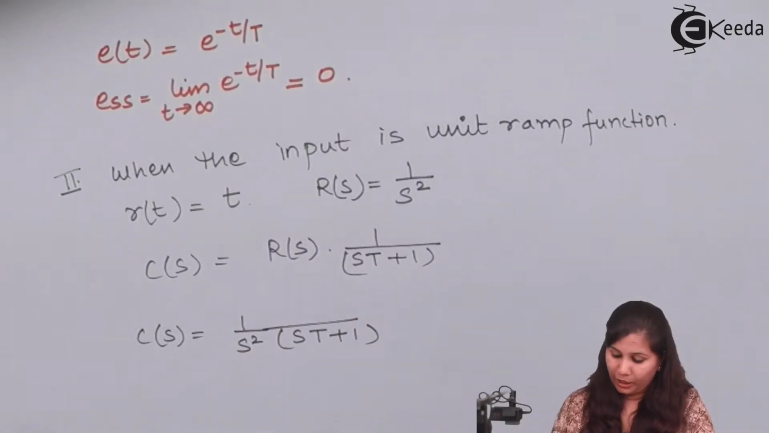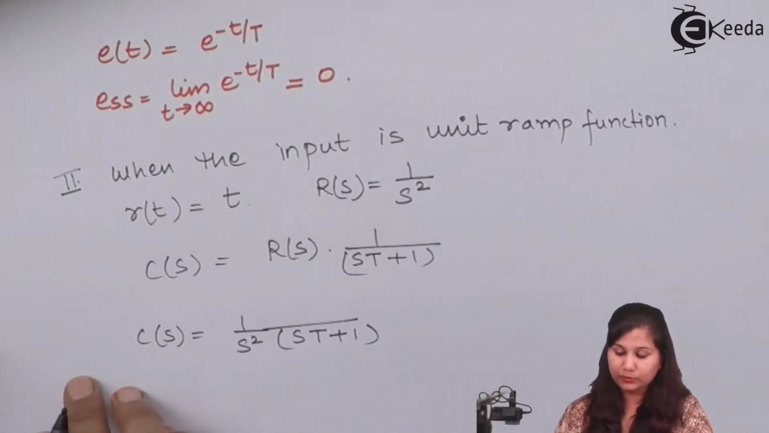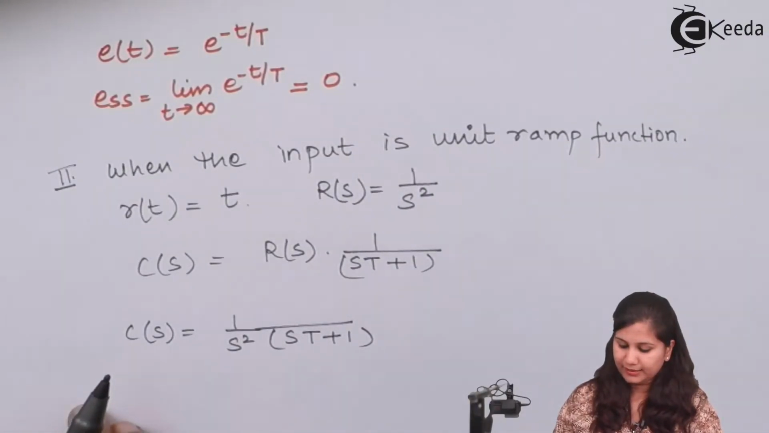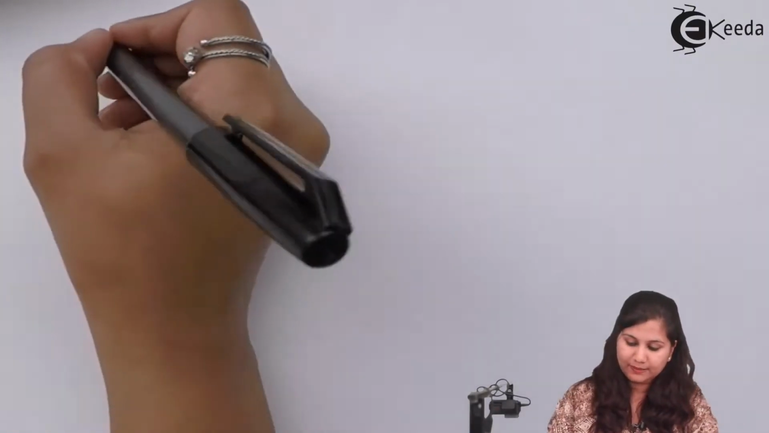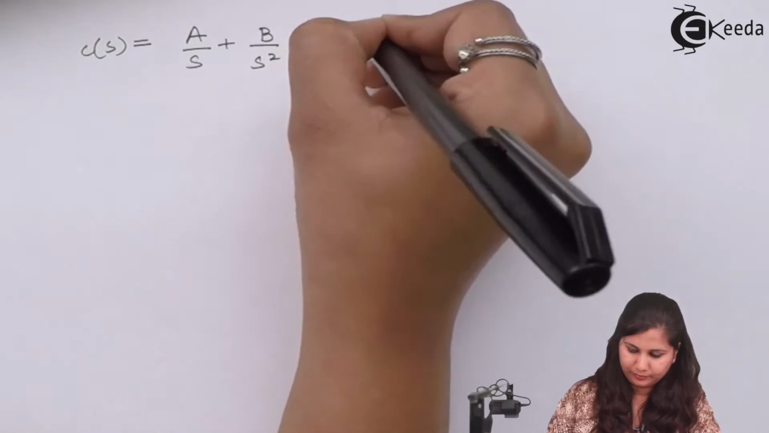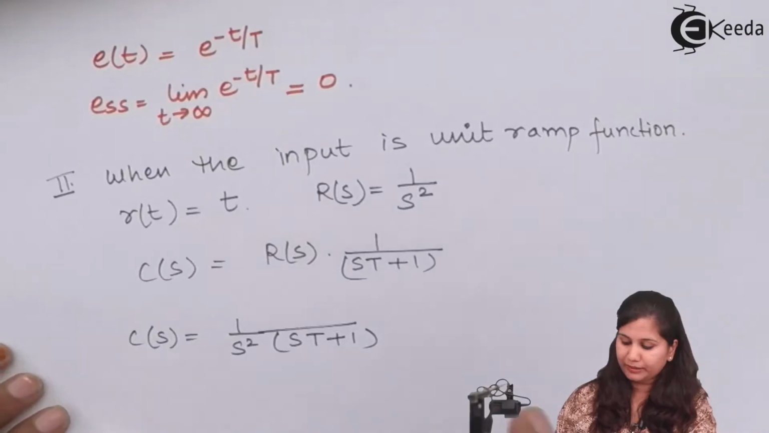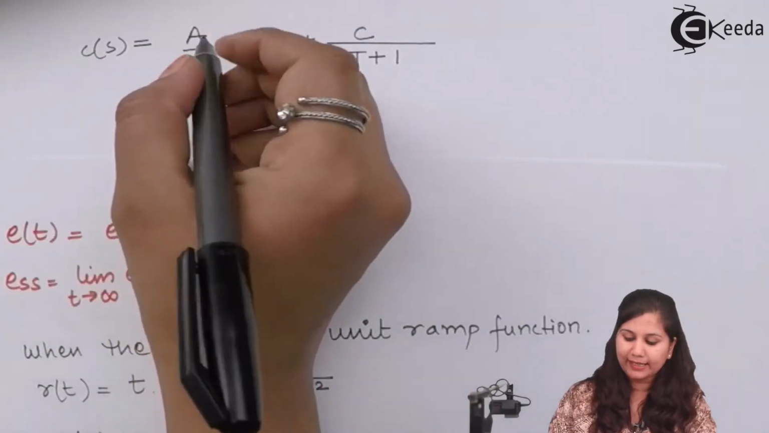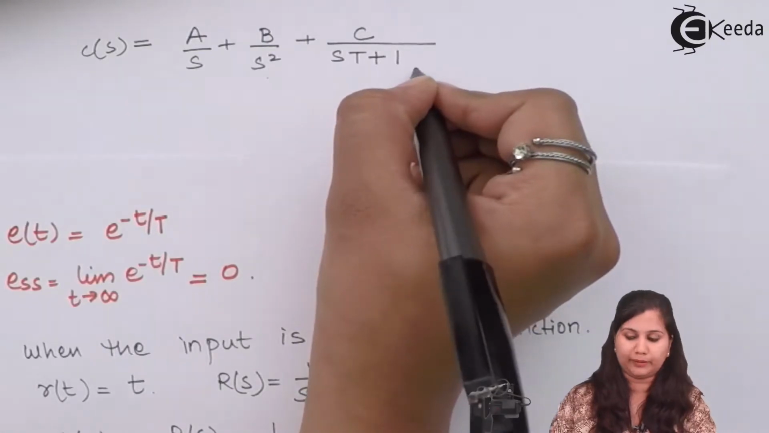Now we are going to get the partial fractions of this. This is the output response, we have got this C(s). So now we write its partial fractions. We have written by the partial fraction method that 1 upon s square (sT plus 1) can be written as A by s plus B upon s square plus C upon (sT plus 1).